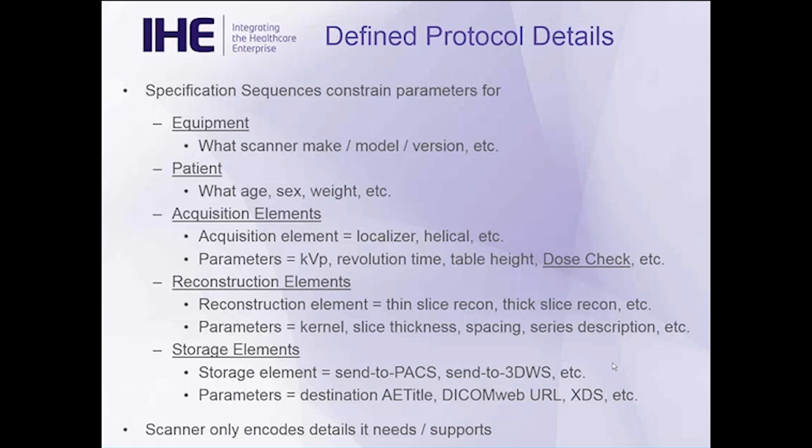You can put constraints on the patient characteristics, so saying that this is for age 0 to 16 or 16 and up lets you indicate adult protocols, or you can set up pediatric protocols. You can set up protocols for weight ranges, etc. Then you get into the acquisition elements, and so the idea is that each acquisition element is, for example, a localizer or a helical, and then for each one of those you can put in the parameters for KVP, revolution time, all the typical parameters that you'd expect and typically see on the console.